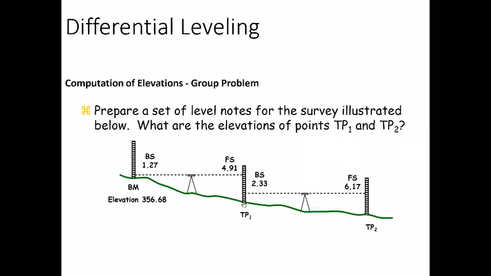get reduced level of this point TP1, which will be smaller than 356.68. Now that we have reduced level of this point, this becomes our benchmark. In the new setting of the instrument, again, backside minus foresight, again, the answer is negative. That means there is a fall. So whatever the difference is, subtract that from the reduced level of TP1 and you get reduced level of TP2.